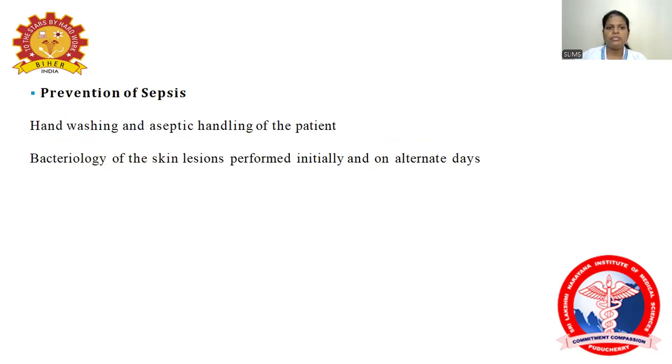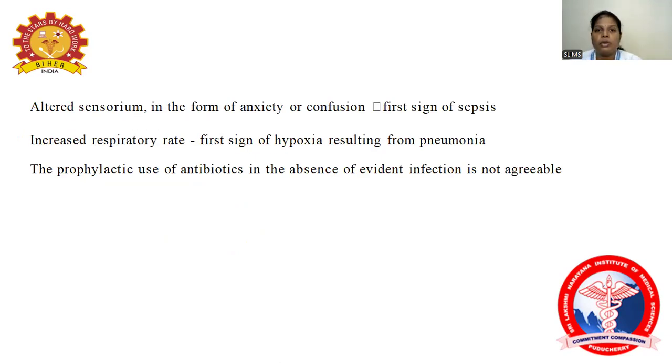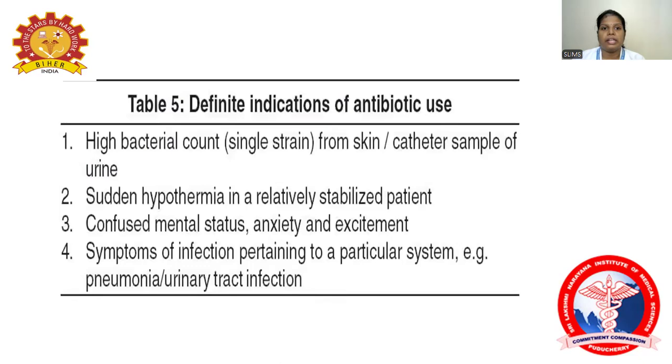So prevention of sepsis, like regular hand washing and aseptic handling of the patient. Bacteriology of the skin lesion is performed initially, like sending blood culture, pus culture if there is any, and urine culture on alternate days. Altered sensorium in the form of anxiety or confusion is the first sign of sepsis. Increased respiratory rate is the first sign of hypoxia resulting from pneumonia. And the prophylactic use of antibiotic in the absence of evident infection is not advisable.